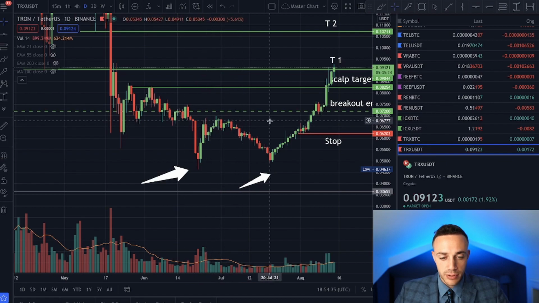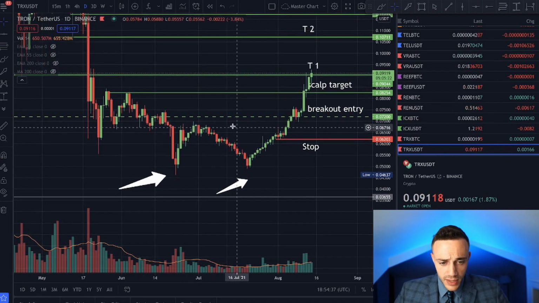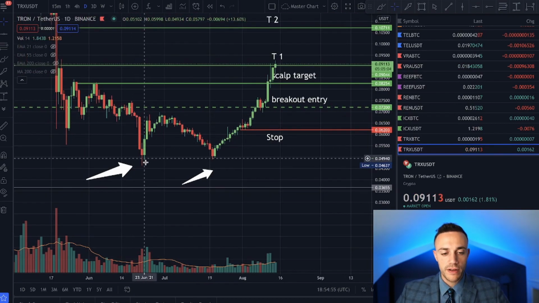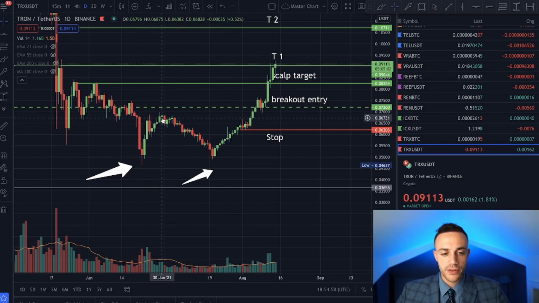So double bottom, we had the breakdown. We retested the supply zone. This would be the neckline. As you can see, it did use a little bit above as the breakout entry on Tron at 7.2 cents. So we had the first impulse wave down, then we had the correction up here to the supply zone, and this would be your neckline, right? So we looked to enter long on the breakout of the neckline. So we marked it here with the breakout entry.